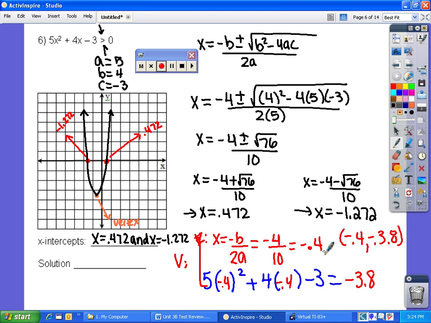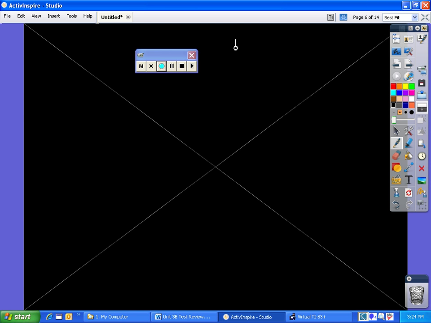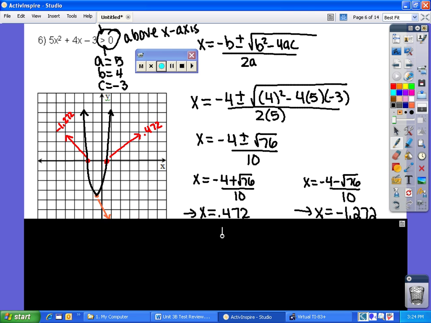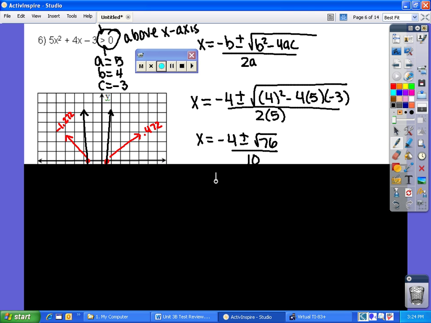Alright, now the solution, it says greater than. So greater than means above the x-axis. So you should cover everything that's not above the x-axis and only look here. Now as I go past here, so we're looking at all of the x values here. What are all of these x values? And what are all of these x values?